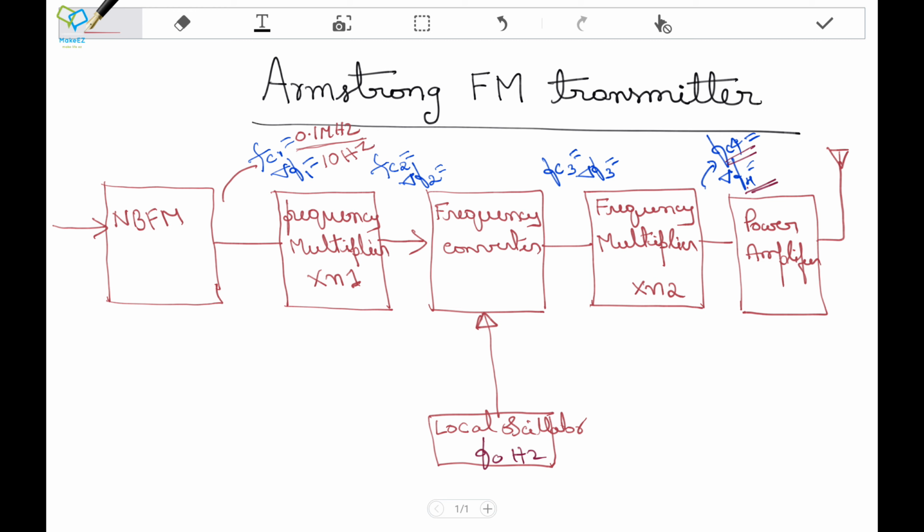Another specification is to generate an FM wave. The final carrier is to be 100 megahertz, and the final frequency deviation delta F is to be 75 kilohertz. This is the standard frequency deviation for a commercial radio transmitter.